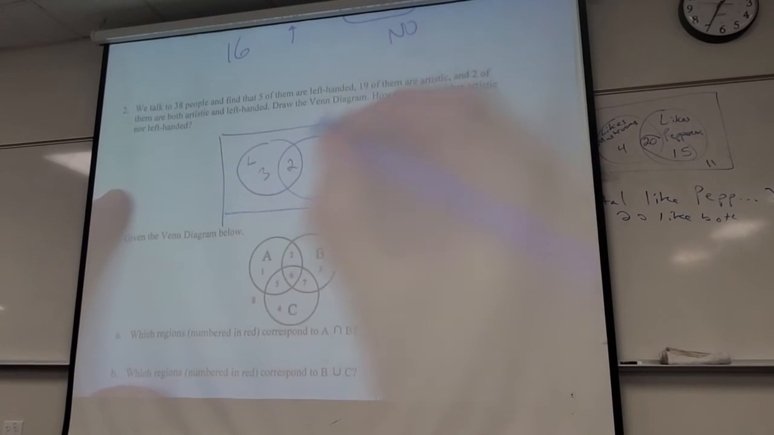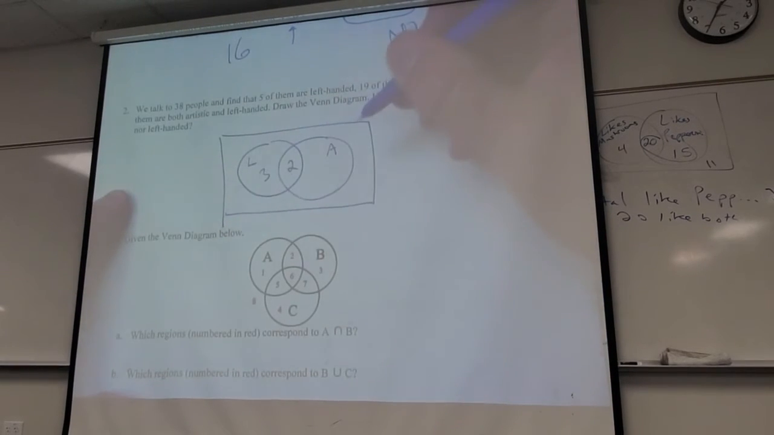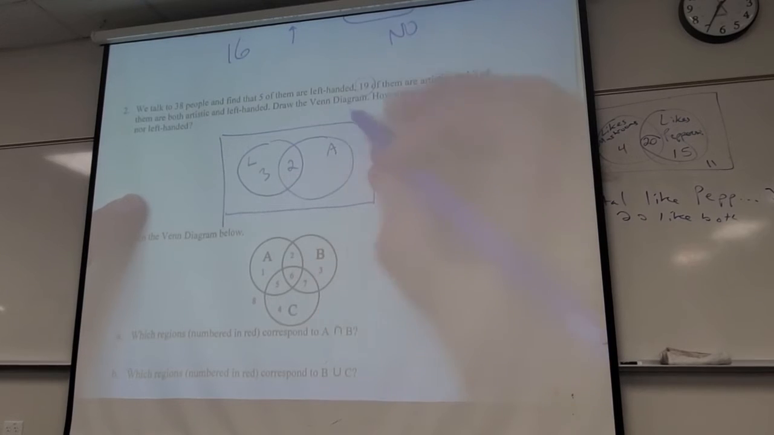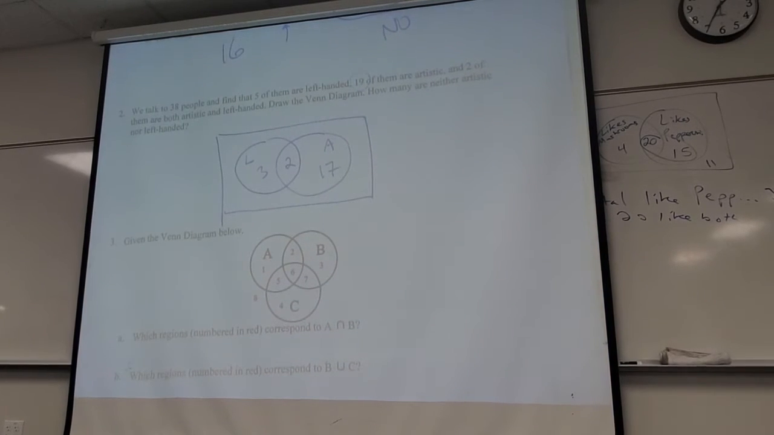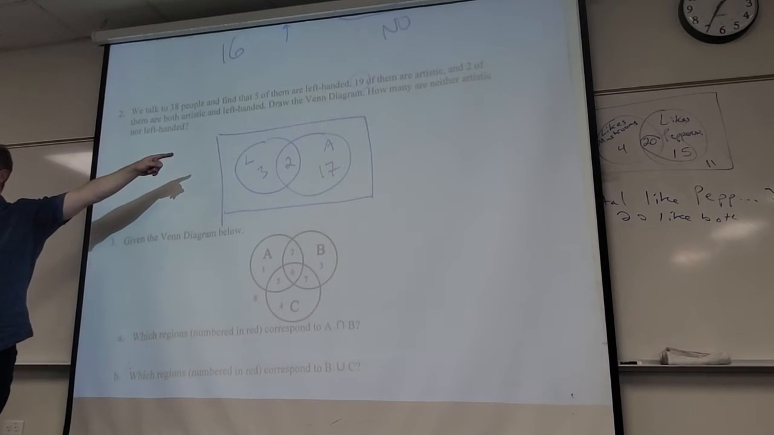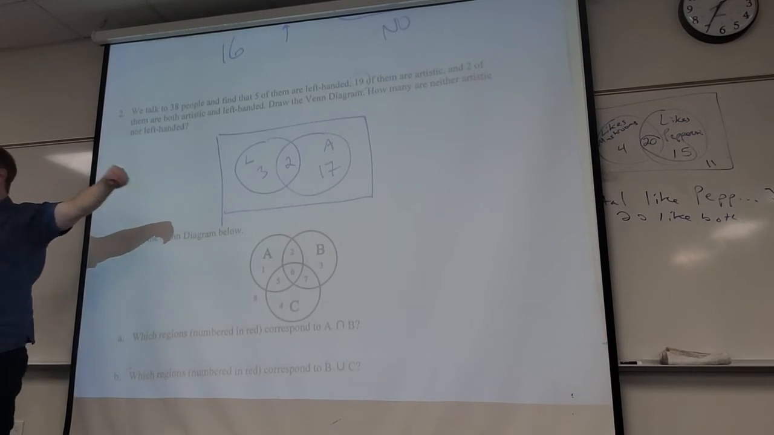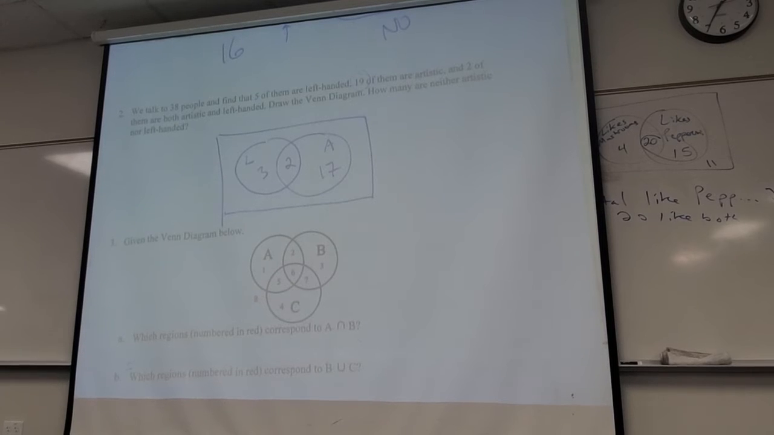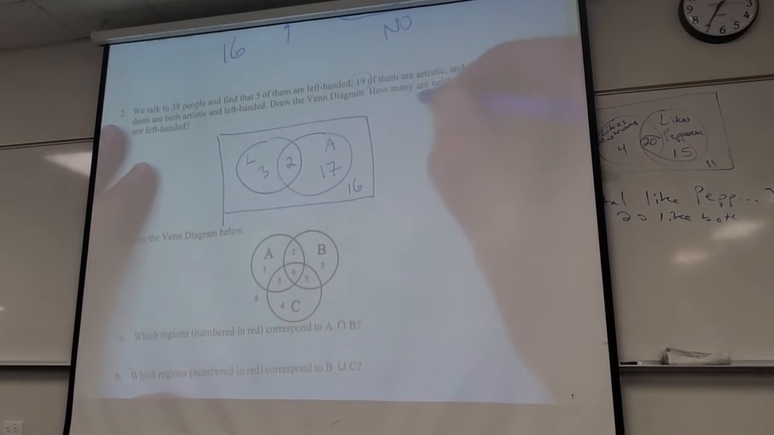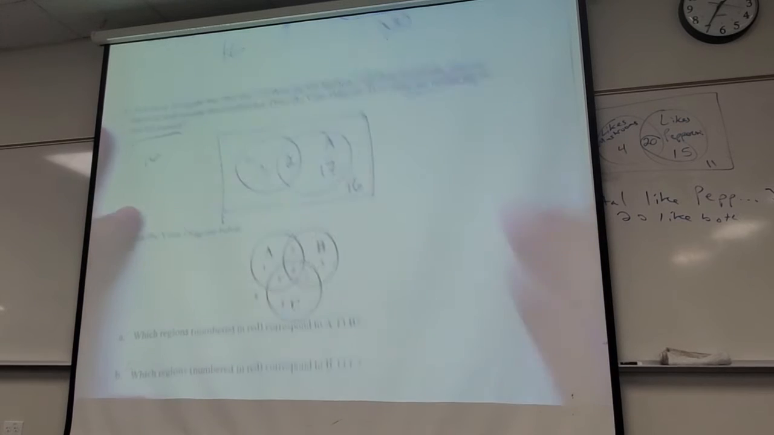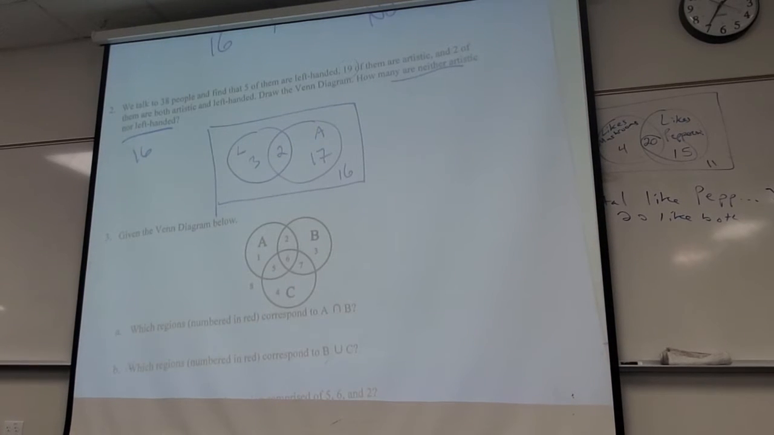And the way to check yourself is the left-hand circle has 5 people in it. Beautiful. Now, artistic, same way. I got to end up with 19. I've already got 2 in there. So how many go here? 17. How many total people do I have up there right now? 22. I love it. Right? 22 people. How many total people do we have all together? 38. So how many go outside, floating around in the universe yet? 16. And those are the people that are neither artistic nor left-handed.